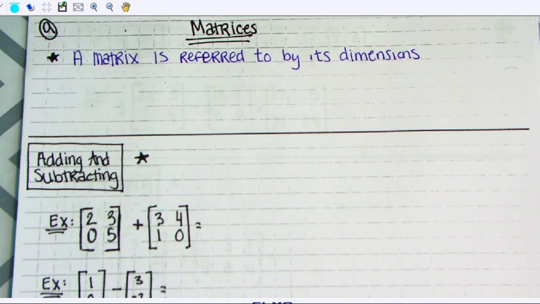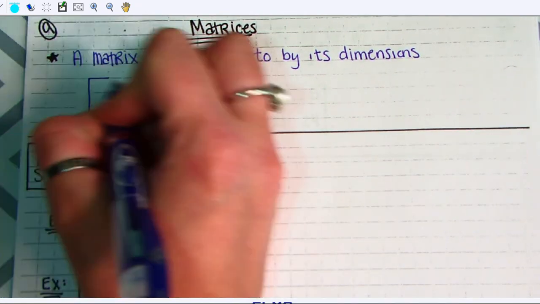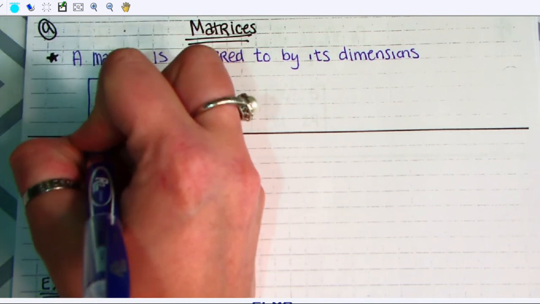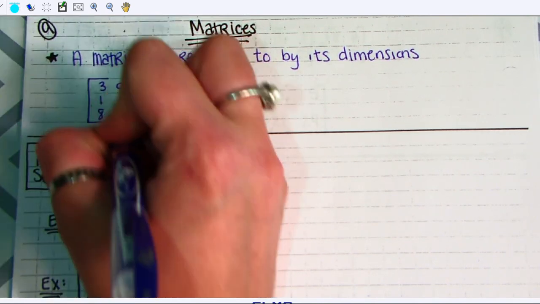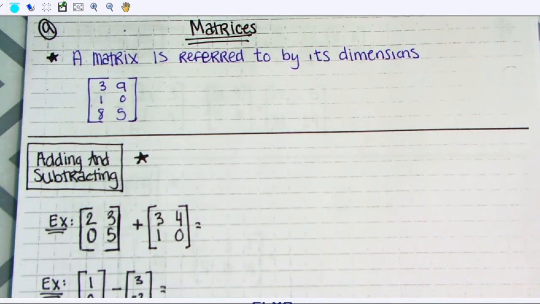So a matrix is referred to by its dimensions. Now, the way that we write dimensions matters. I can't just put two random numbers as dimensions. So let's do a 3, 1, and 8 going down, and a 9, 0, and 5. Those numbers are just arbitrary. But the hardest part about a matrix is understanding how to write its dimensions, because when we're adding and subtracting as well as multiplying, you need to know the dimensions of the matrix.